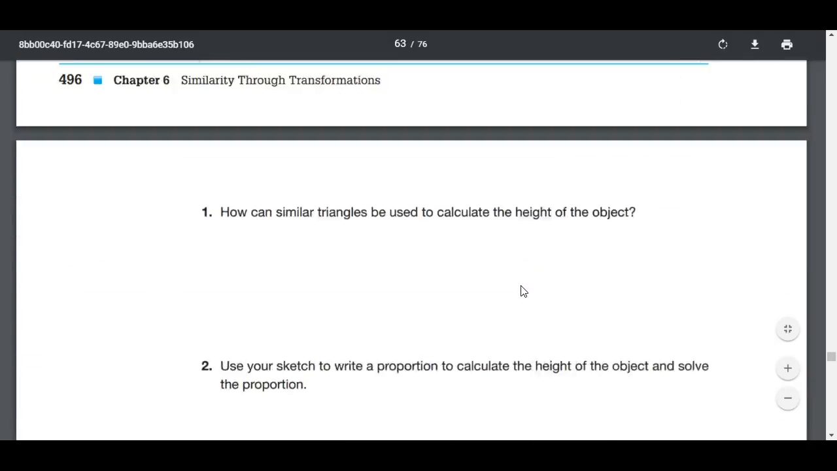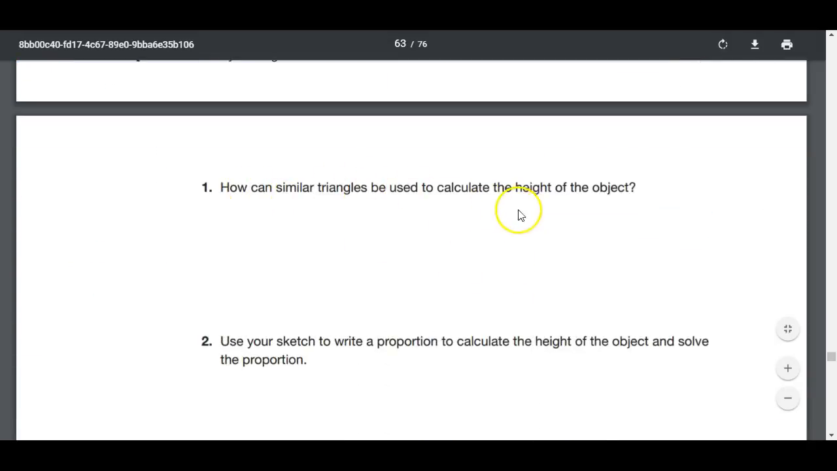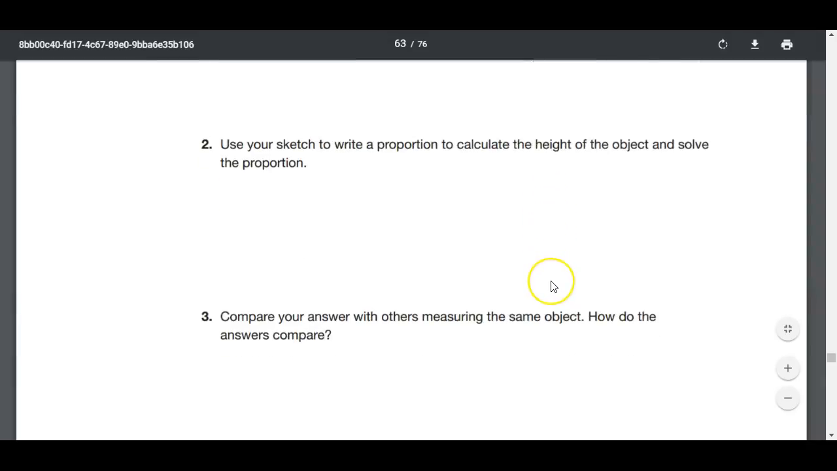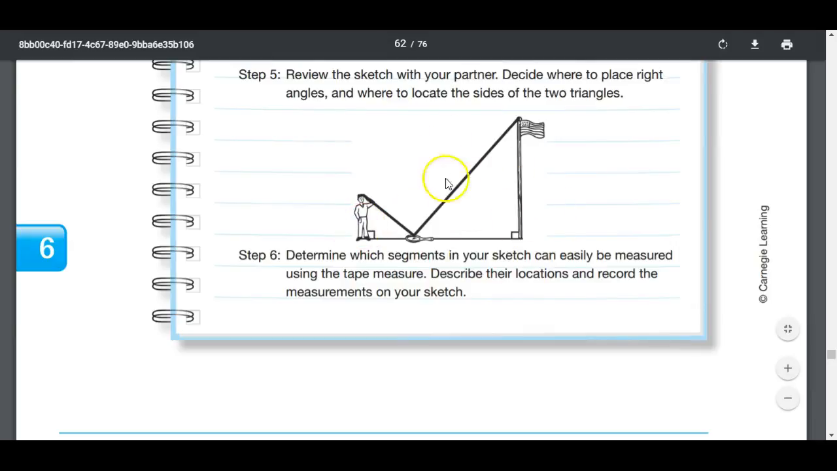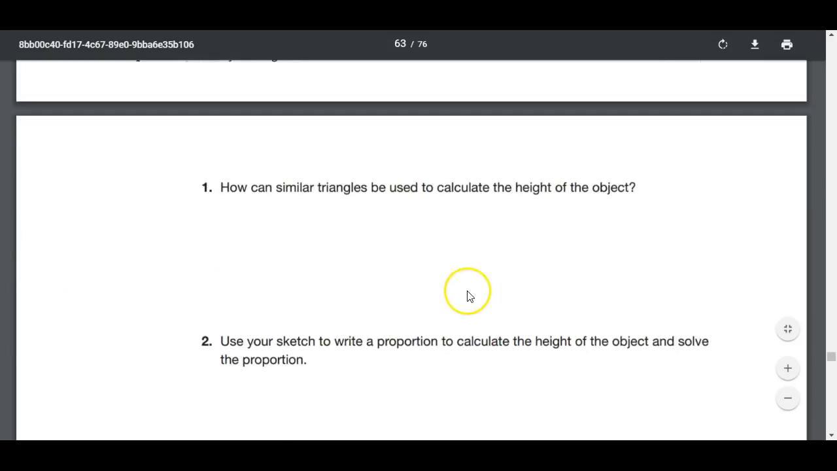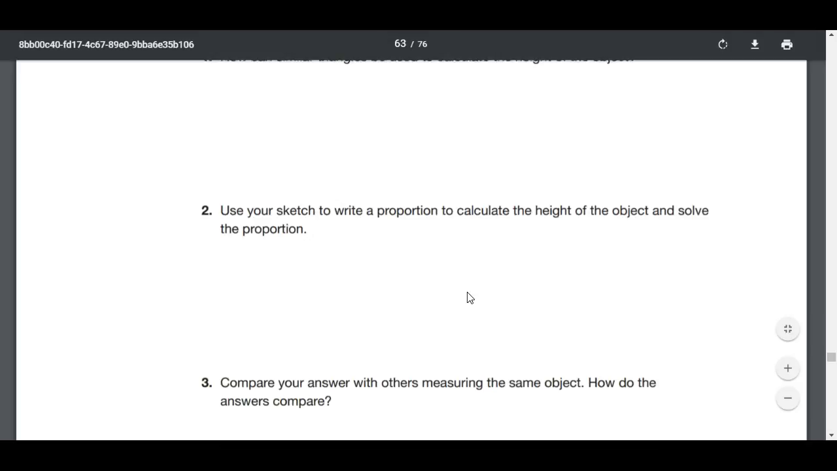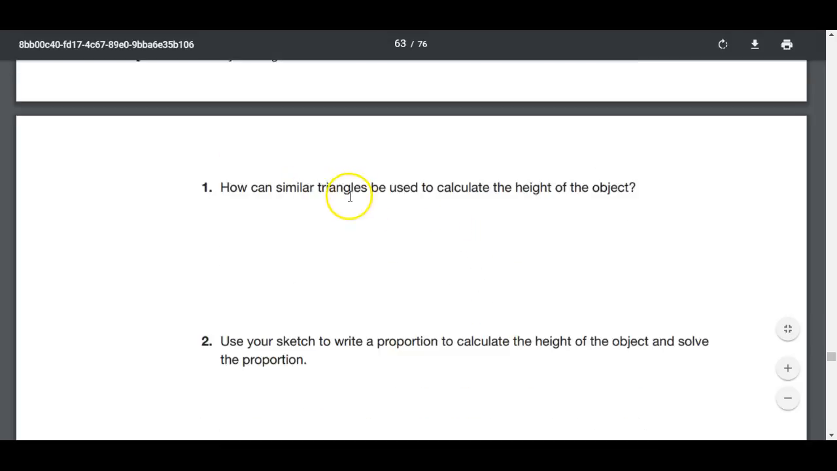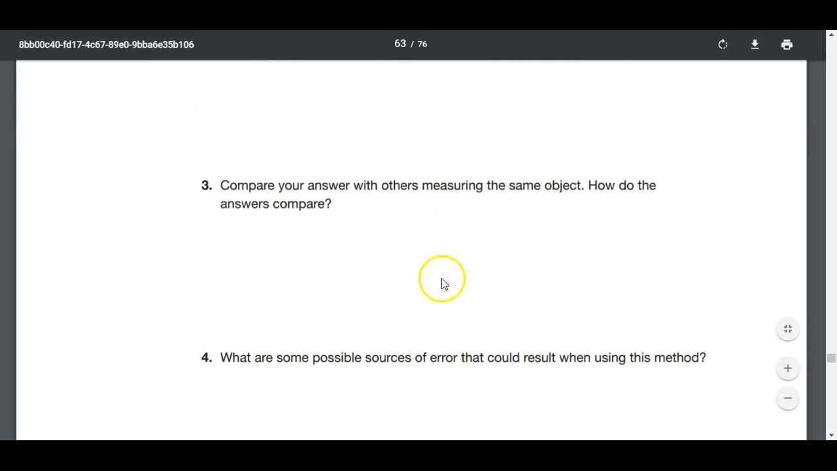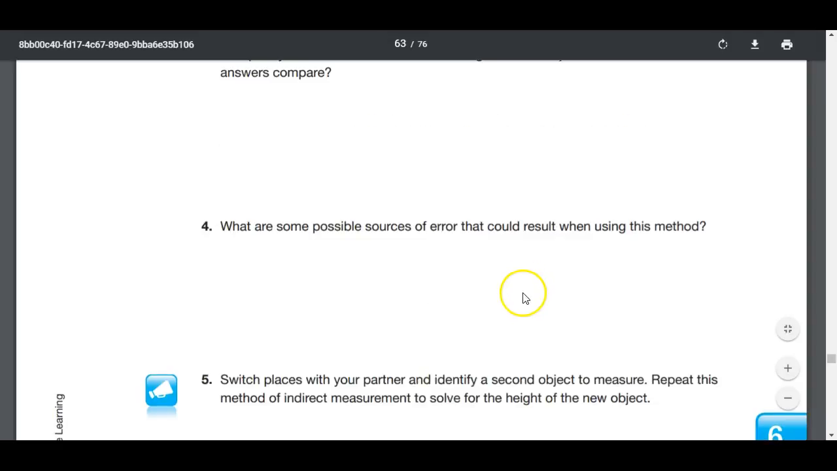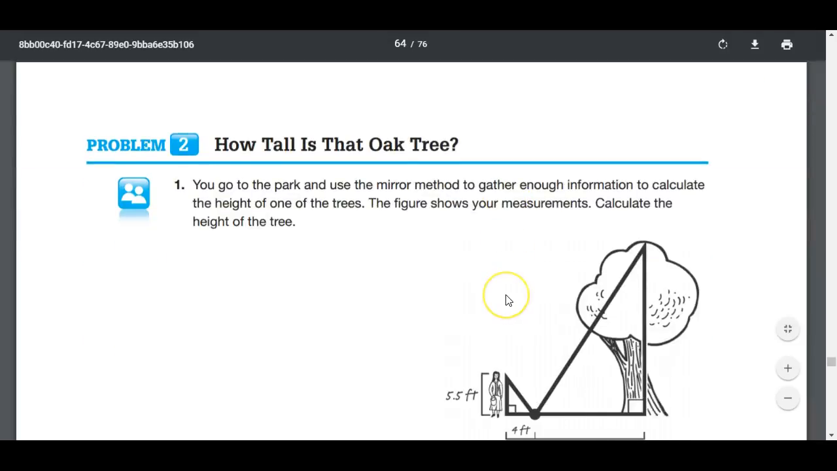Okay, that's the idea. So when it says, how can similar triangles be used to calculate the height of the object? I'll let you answer that, but you would use that idea here. You create a similar triangle, measure, and calculate. All similar triangles have a scale factor. Use the scale factor to find the part that's unmeasurable. I want you to just finish that. Don't worry about 2 and 3, and don't worry about 4 or 5. Just skip that right there.